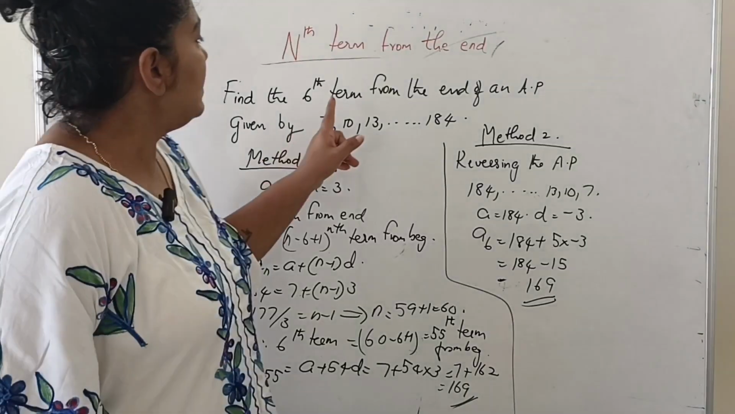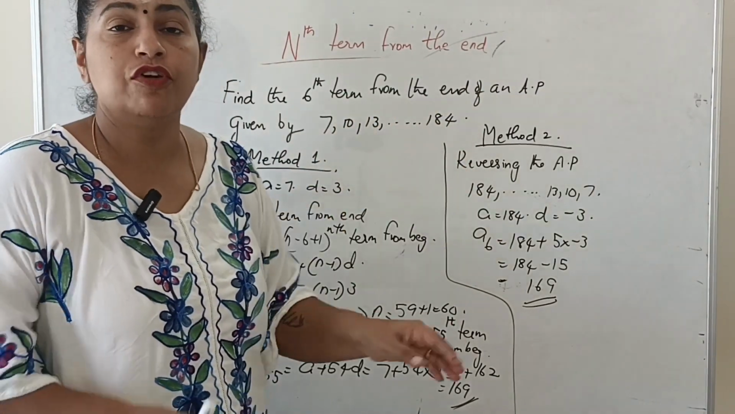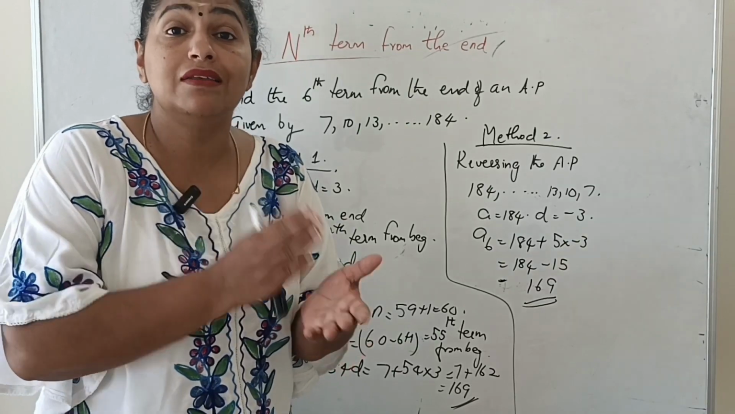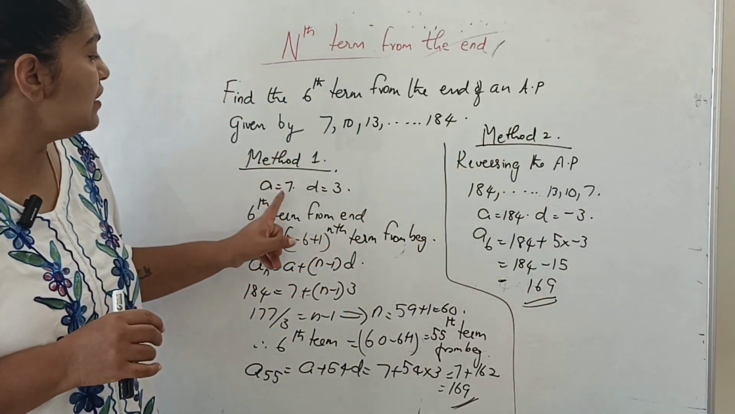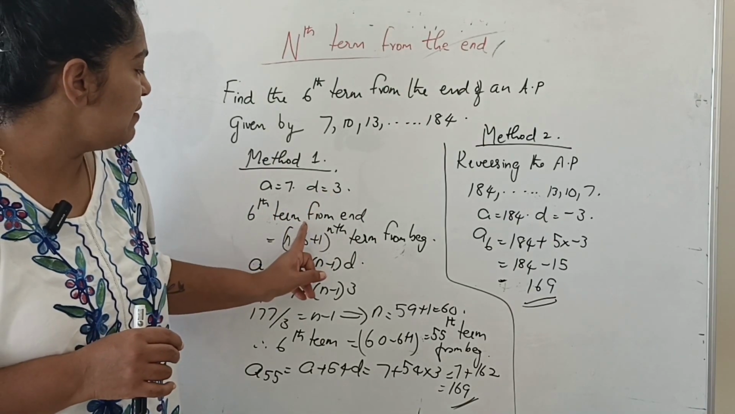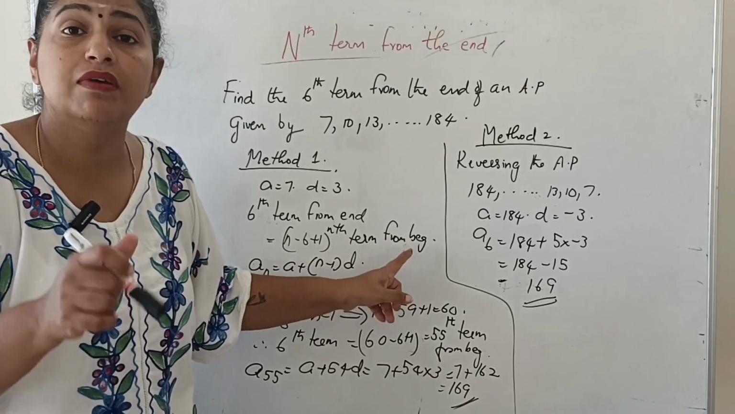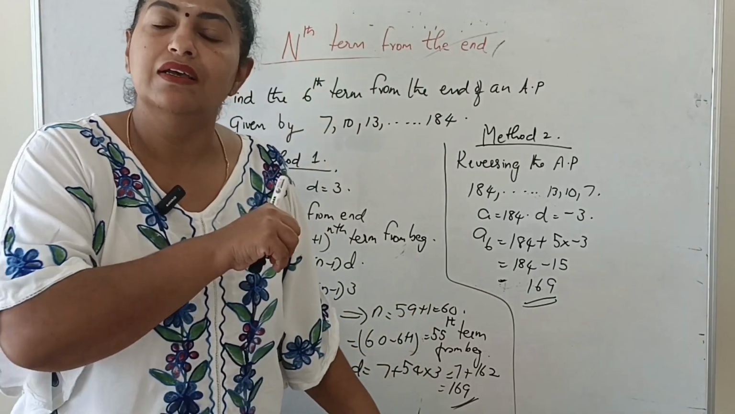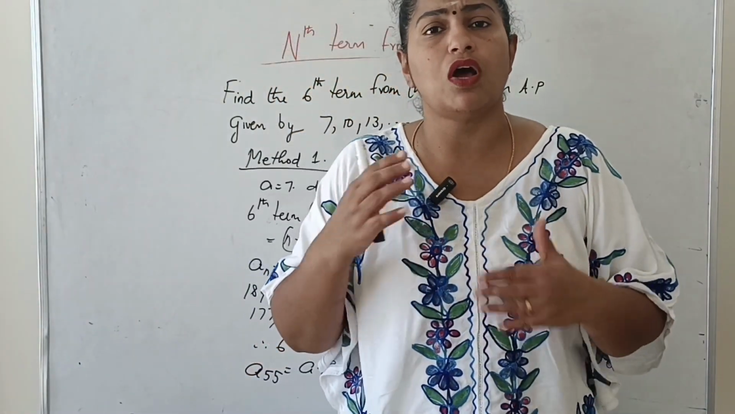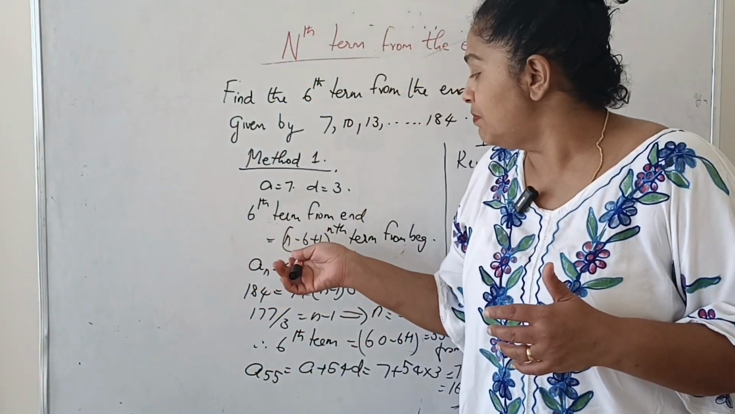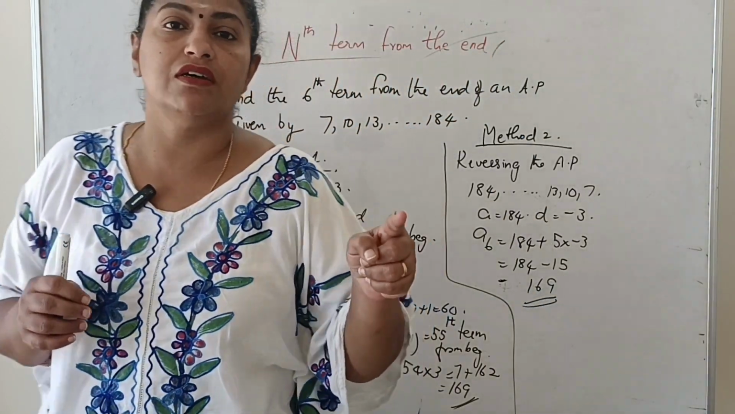Okay. Find the sixth term from the end of an AP given by 7, 10, 13 up to 184. I have done it in both the ways, but this time I am finding my method to be the easier one. Let us see why. Here A is 7 and D is 3, and the sixth term from the end is the n minus 6 plus 1th term from the beginning. But I do not know the total number of terms. See, in the previous case, in my own question, I had told you there were 20 terms or however many terms were there. But in this particular case, I do not know the value of n. So first I need to find how many terms are there.